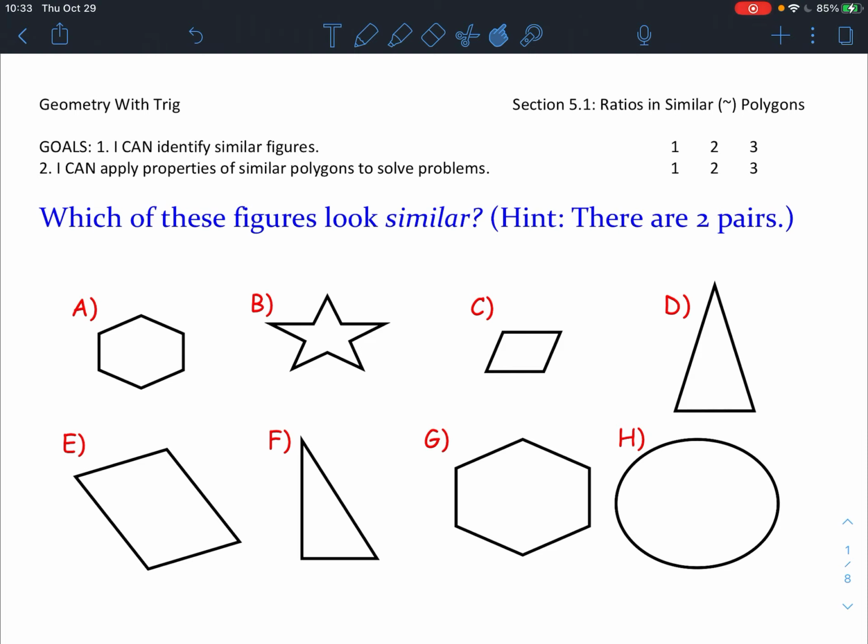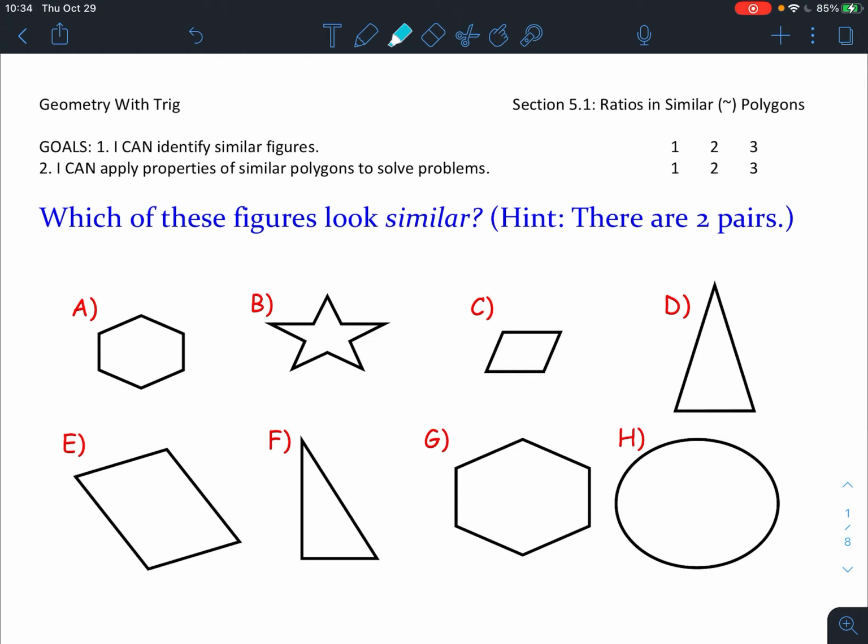So taking a look at these 8 figures here, which of the figures look similar? Take a couple seconds, look through them, tell me which figures look similar, and we'll go through it after you think about it.